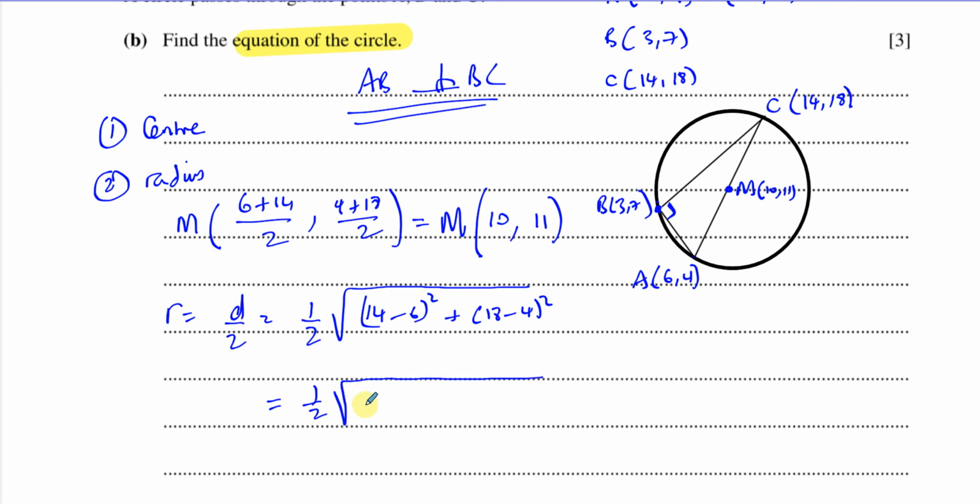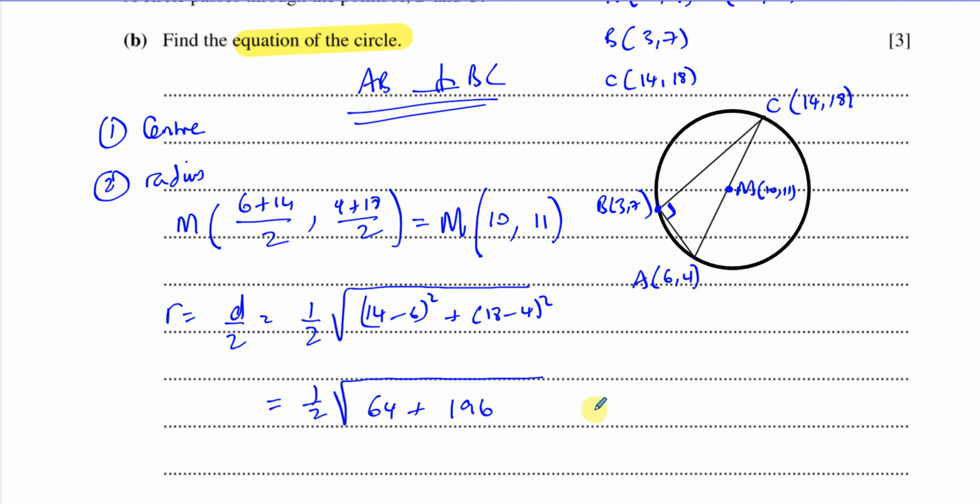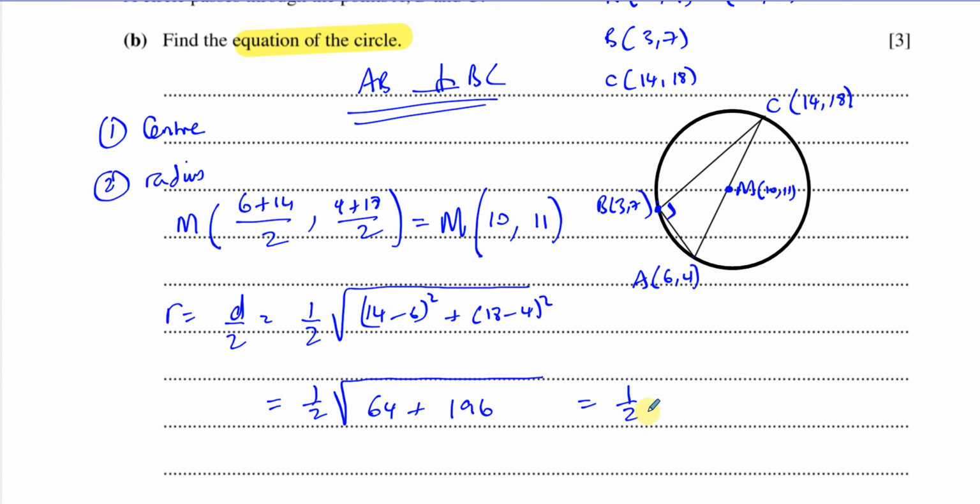So 14 minus 6 is 8, so 8 squared is 64. 18 minus 4 is 14, and 14 squared is going to be 196. So we have 196 plus 64. That gives us 260. So it's going to be a half times the square root of 260.